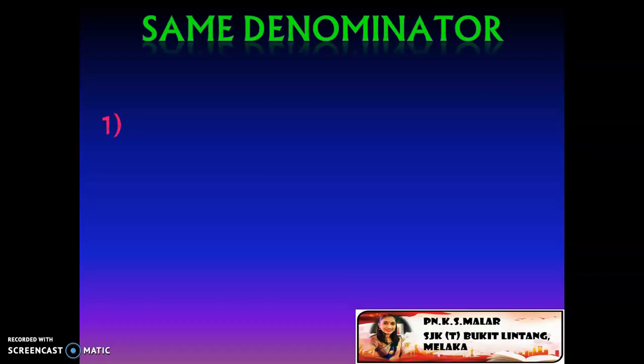Let us add fractions with the same denominator. First question: 3 over 8 plus 1 over 8. Before we add the fractions, we should look at the denominator. We should make sure the denominators are always the same. In this question, the denominators are the same.